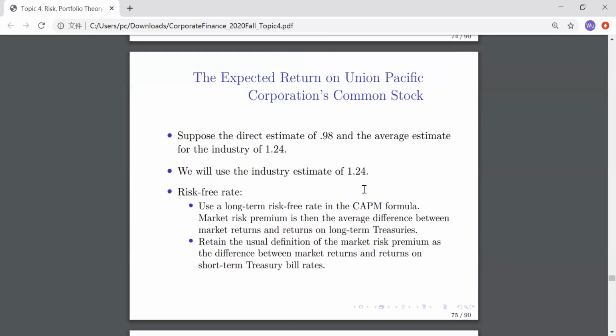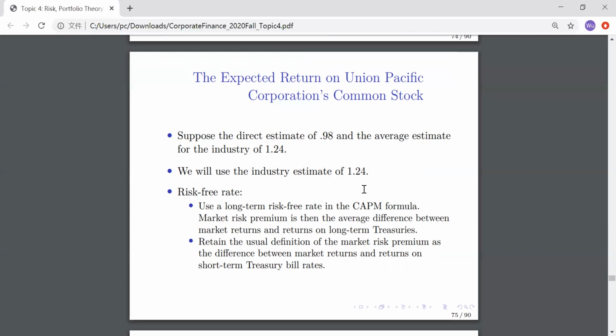Remember, the CAPM model is a short-term model in the sense that you should always use the current risk-free rate in a year, right? So to estimate the CAPM model, because the risk-free rate, the market interest rate, is always changing, you cannot use the historical risk-free rate.